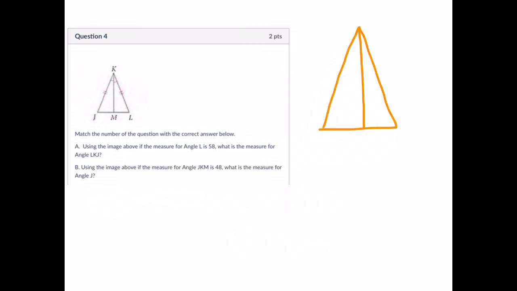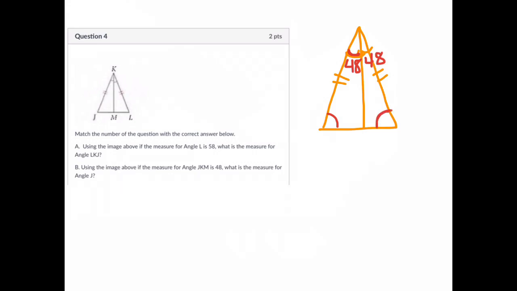Now let's try part B. Part B says that the measure of angle JKM, so this one right here, put that in red, this one right there, is 48 degrees. And it's asking us for the measure of angle J over here. So we know if the left side is 48 degrees, the right side is also 48 degrees.